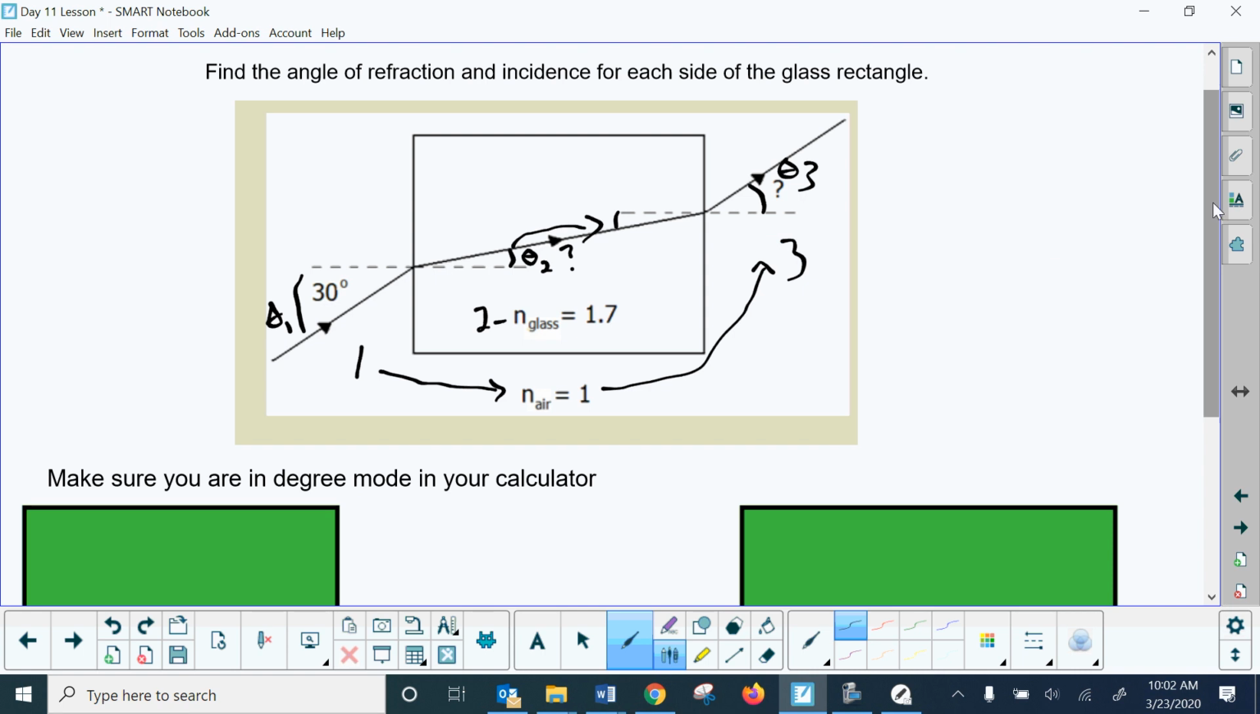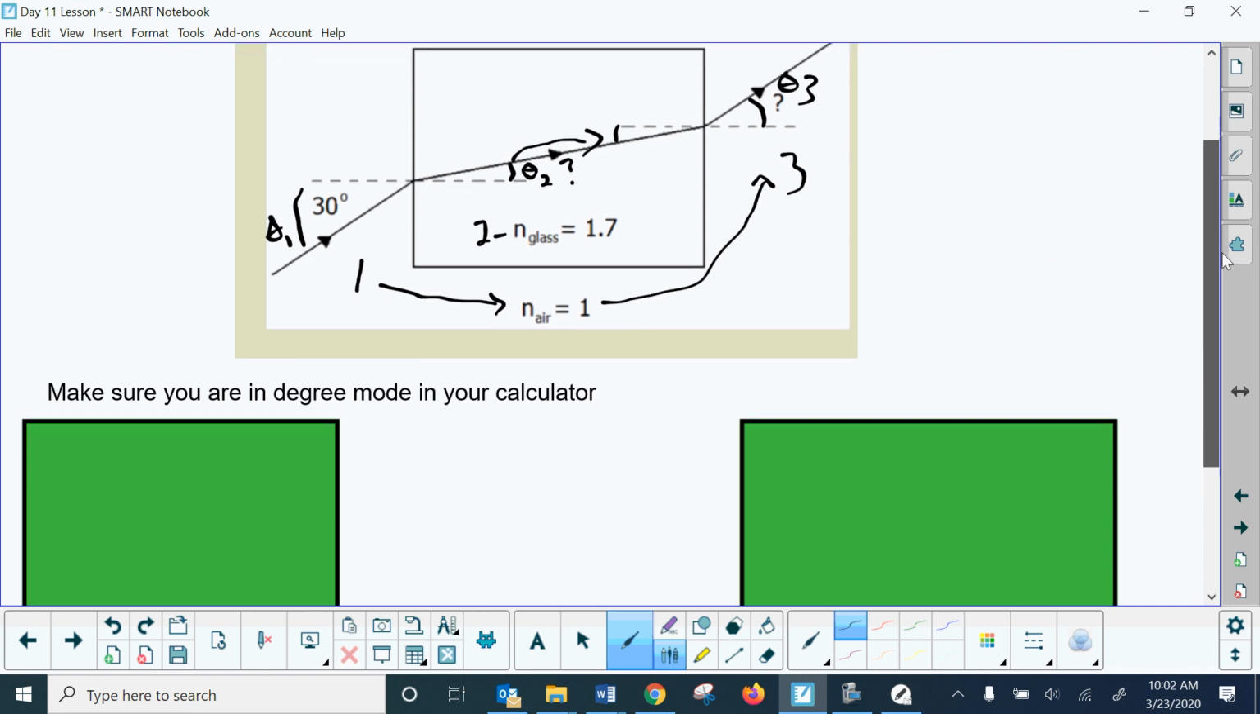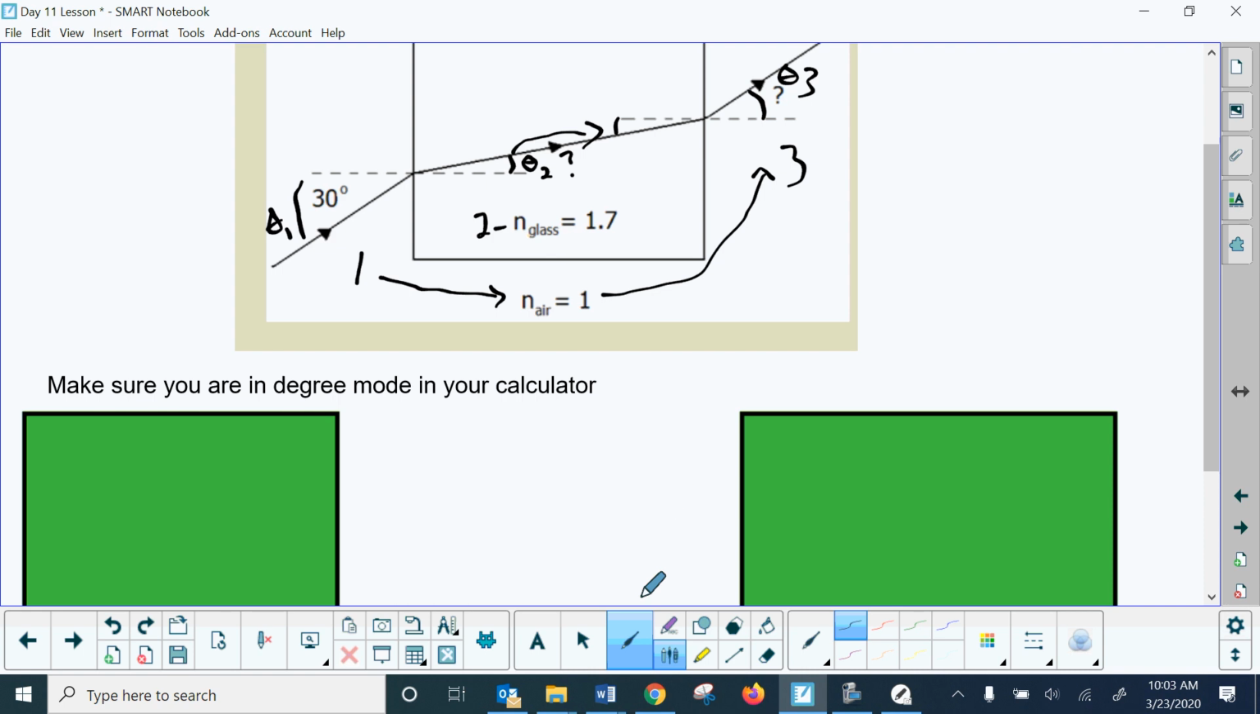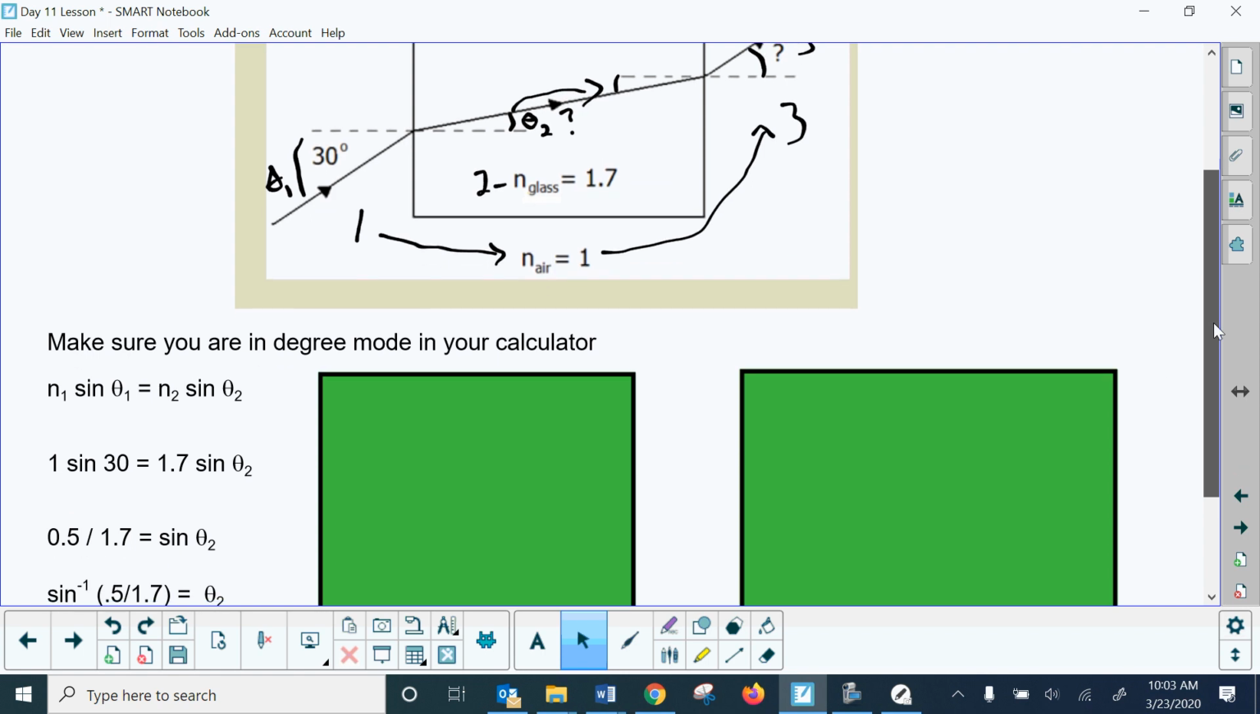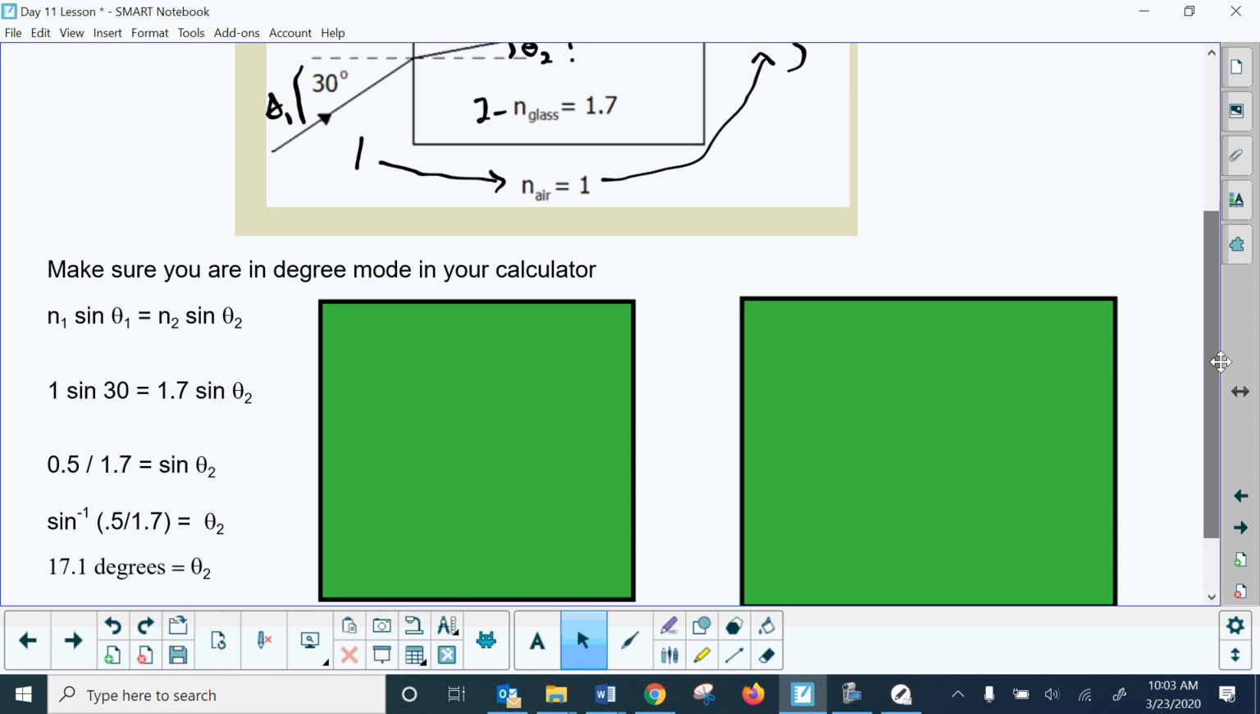So let me go ahead and plug this into Snell's law, and you can follow along and make sure it's working on your calculator too. I started out with Snell's law, so n1 sine theta 1 equals n2 sine theta 2, and I plugged in all the numbers I knew. So 1 sine 30 equals 1.7 sine of theta 2, which is what we're looking for. I just do the math in the calculator and let it do the work, and you should get 17.1 degrees.